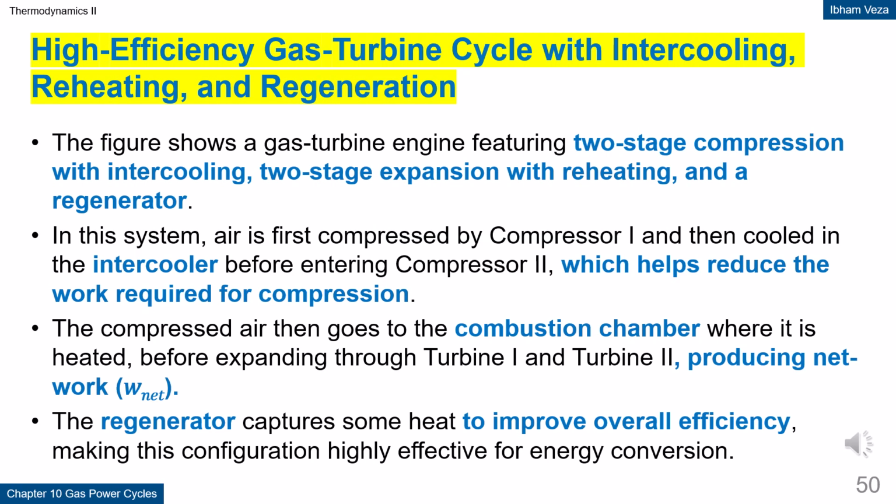High-efficiency gas turbine cycle with intercooling, reheating, and regeneration. This system combines three performance enhancement techniques at once: intercooling, reheating, and regeneration. The regenerator reuses exhaust heat to reduce fuel consumption. This combination results in higher net work output and higher efficiency. This configuration approaches the maximum performance limit that can be achieved by the Brayton cycle.